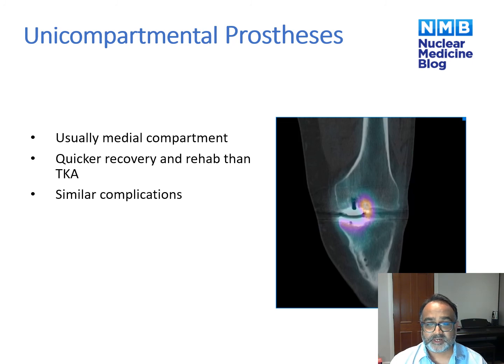Unicompartmental knee prostheses are not commonly performed. However, we do often perform SPECT-CTs on these patients, and they can be tricky to interpret. Often it's the medial compartment that is replaced, and the reason for performing a unicompartmental knee replacement is that the recovery and rehabilitation are much quicker compared to a total knee replacement. However, the complications are similar. One difference is that we will often see impingement around the prosthesis in the intercondylar eminences with a unicompartmental knee replacement, as in this case here.